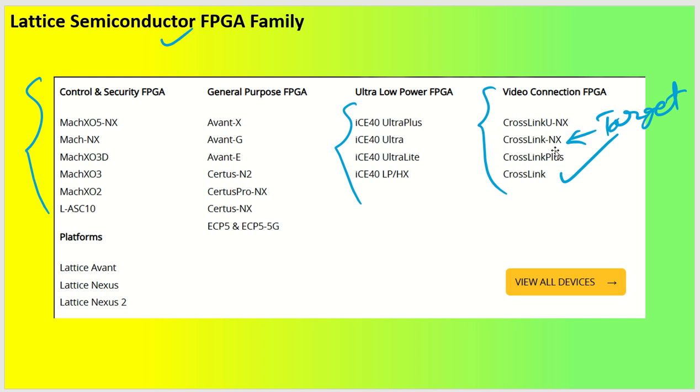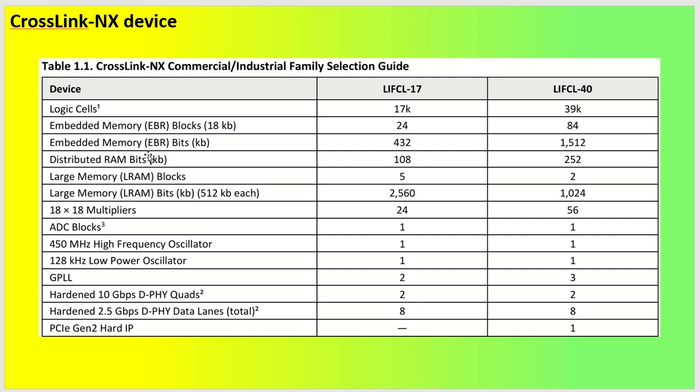CrossLink-NX has two series, one is 17 and one is 40. From the data sheet, if you see, we have the device selection guideline. In that we have LIFCL-17 and LIFCL-40. LIFCL-40 has higher capabilities compared to LIFCL-17, such as the number of logic cells. LIFCL-17 is preferred because of its very low cost, low pin count and everything. That's the reason I have several designs using LIFCL-17 as well as LIFCL-40 devices.